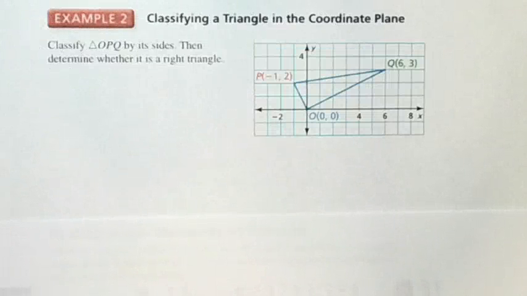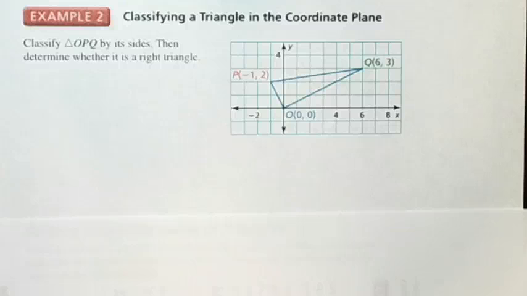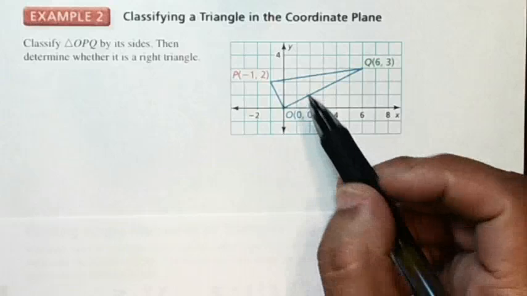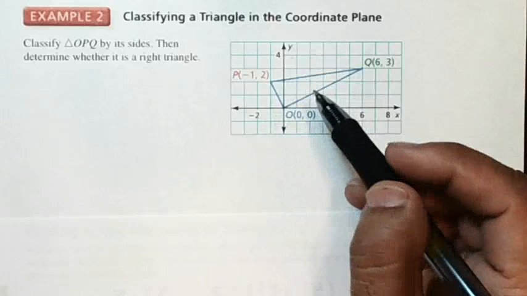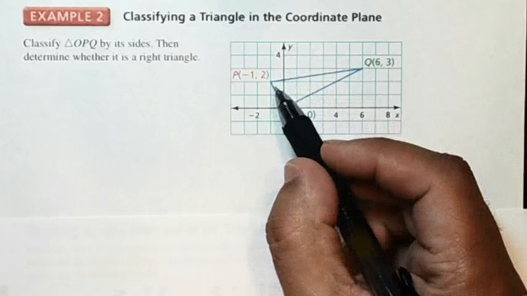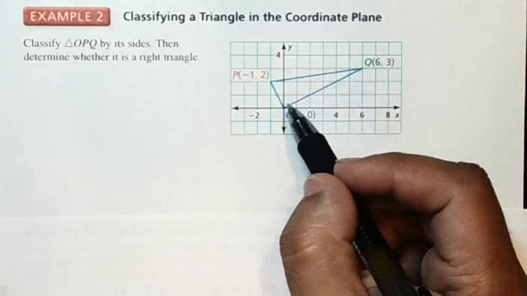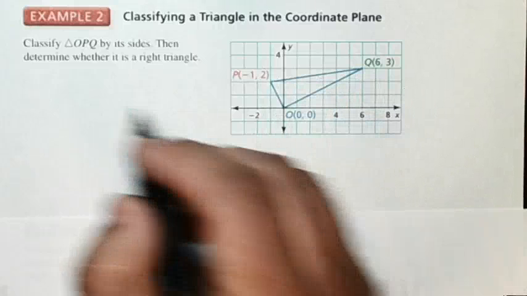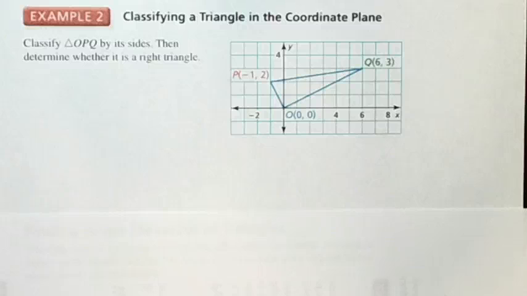All right, example number 2 says we want to classify the triangle OPQ by its sides and determine whether it's a right triangle. So we've got 2 things to do with this. Here's another way that we're going to ask you to classify these. We won't give you the lengths, we'll put them on a coordinate plane. So if I want to classify by its sides, I need to know what these lengths are.